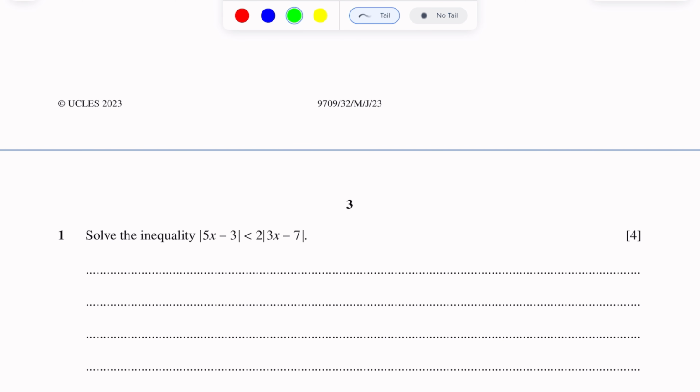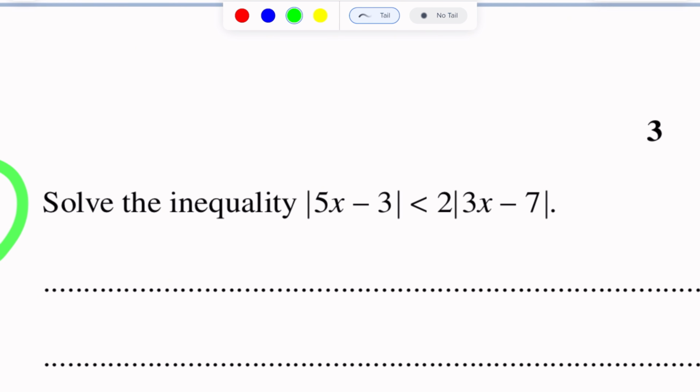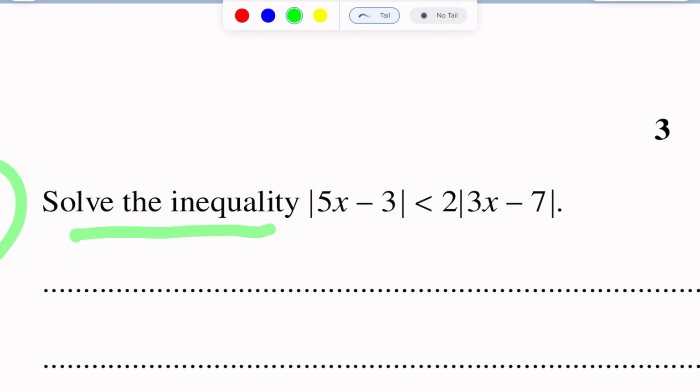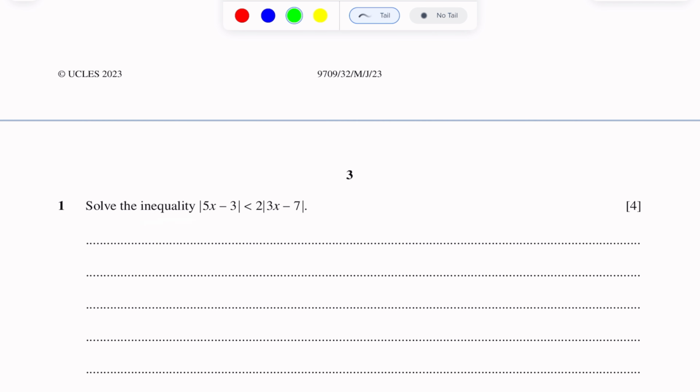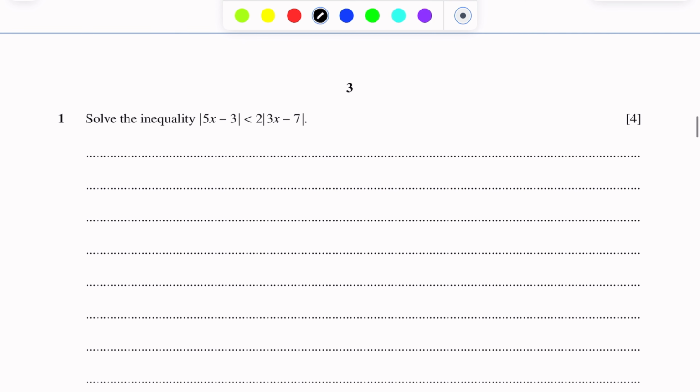The first question of this paper is: solve the inequality |5x - 3| < 2|3x - 7|. We have to solve this inequality. For this, we will square each side.